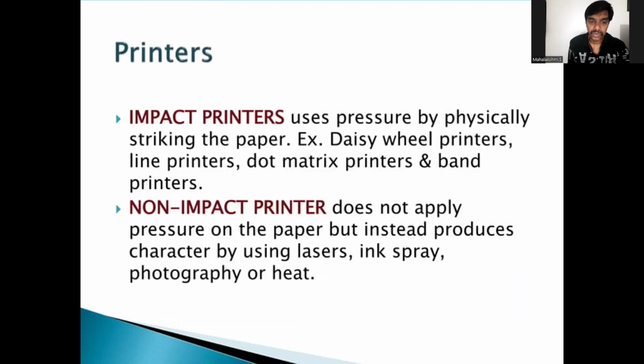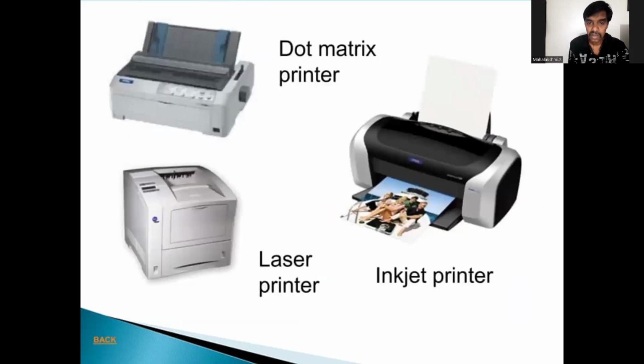And printers are classified into two types: one is impact printer, the other non-impact printer. Impact printers are utilized by using pressure, but non-impact printers cannot be used with pressure on the paper. And some examples have been given in terms of dot matrix printers or inkjet printers. And the figure has been given here of how the printers look: the dot matrix printer looks like this, the inkjet printer, and the laser printer.